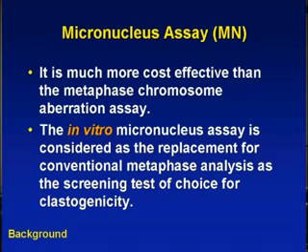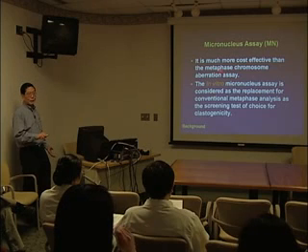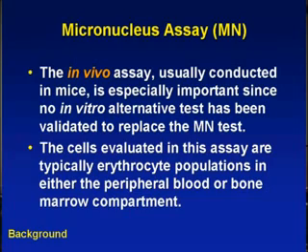And basically because it's more cost effective than the conventional chromosome aberration assays. Okay, we'll tell you now why it's cost effective a little bit later on. Now, the method that we're going to describe involves the reticulocyte or red cells, and that's an in vivo micronuclear assay. And this is a very, very important development.